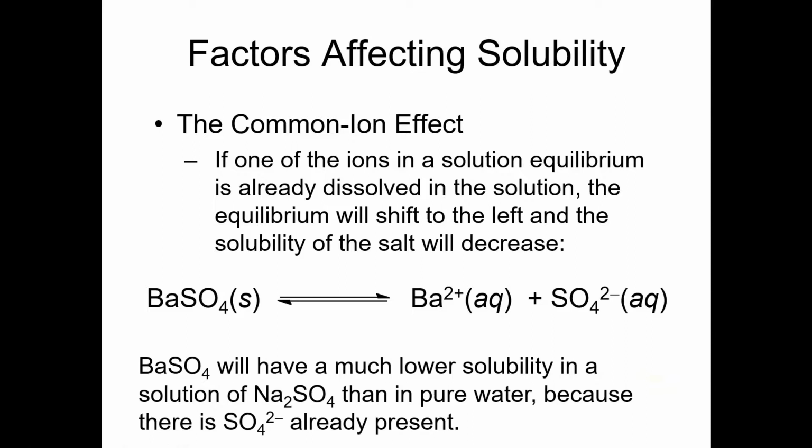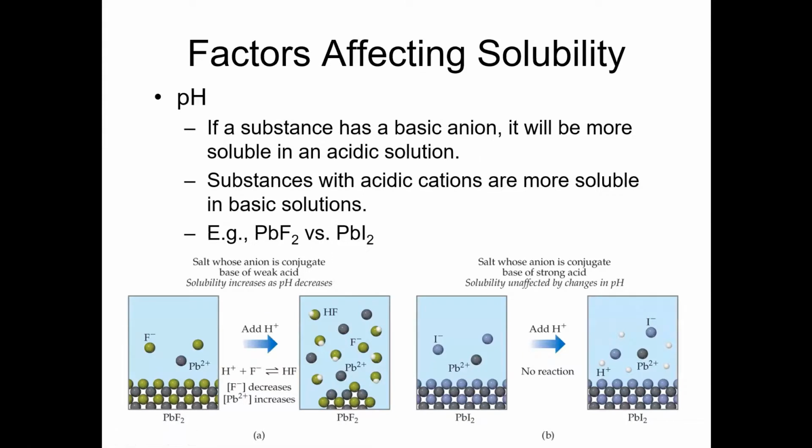But if you have a compound in solution already, another compound in solution that has one of the same ions as the compound we're concerned with, that's going to decrease or suppress the solubility of that compound. Another thing would be pH. So if I have a sparingly soluble salt in which the anion is basic, then that's going to be more soluble in an acidic solution, and I'll show you down below in just a second why that is.